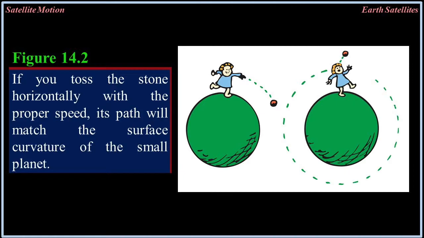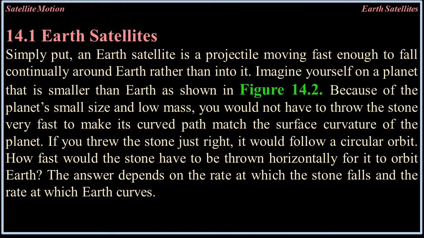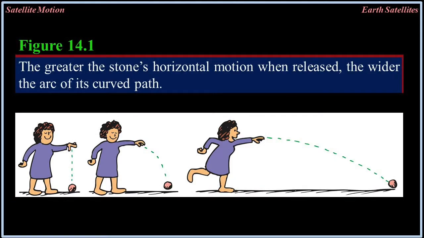How fast would the stone have to be thrown horizontally for it to orbit Earth? The answer depends on the rate at which the stone falls and the rate at which Earth curves. And the air resistance too, I would imagine.